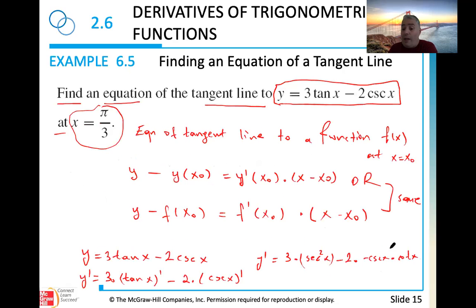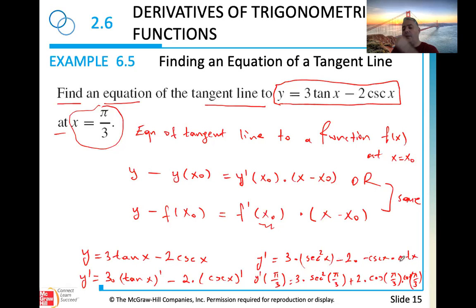Now, this is y prime. So how can I find y prime at x0? So y prime at pi over 3 is equal to 3 times secant squared pi over 3 minus 2 times, this minus and this minus will be plus. So plus 2 times cosecant of pi over 3 times cotangent of pi over 3.